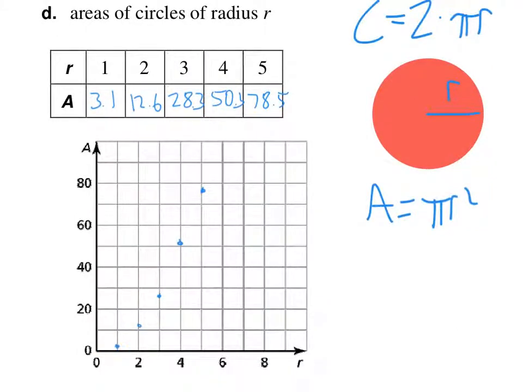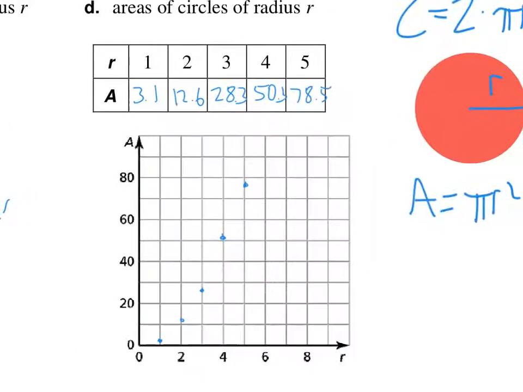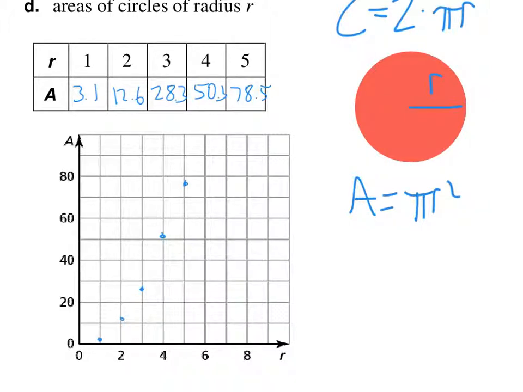And for our area graph, we got 3.1, 12.6, 28.3, 50.3, and 78.5. And our points look about like this. Over 2, up 12.6 again. We're just approximating, because you're not going to find that value of 78.5 exactly. It's just pretty close to the 80 line there. 0 would give us 0, so we could also put that. And the question is, is this a line?